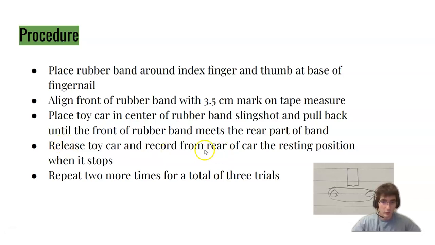Release the toy car and record the rear of the car from the resting position for when it stops. So I have the starting position measured from the rear of the car, so the ending position is also going to be measured from the rear of the car. And then I repeat those steps 2 more times for a total of 3 trials.